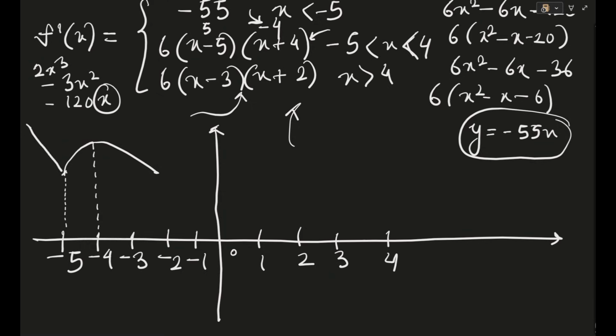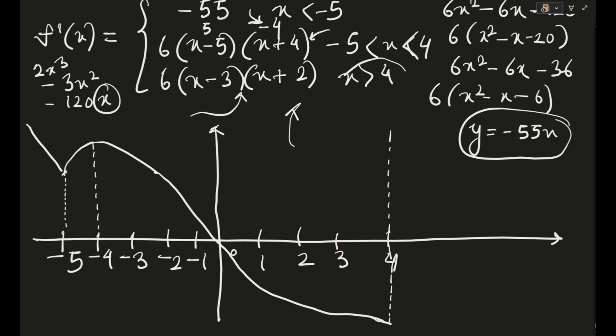So this will directly pass through the origin, and passing through the origin, this will keep on decreasing like this until it reaches 4. Okay, maybe it will decrease after that also, but that's not our point of concern right now. Our point of concern is restricted till x equals to 4. Okay, so that's for -5 to 4.